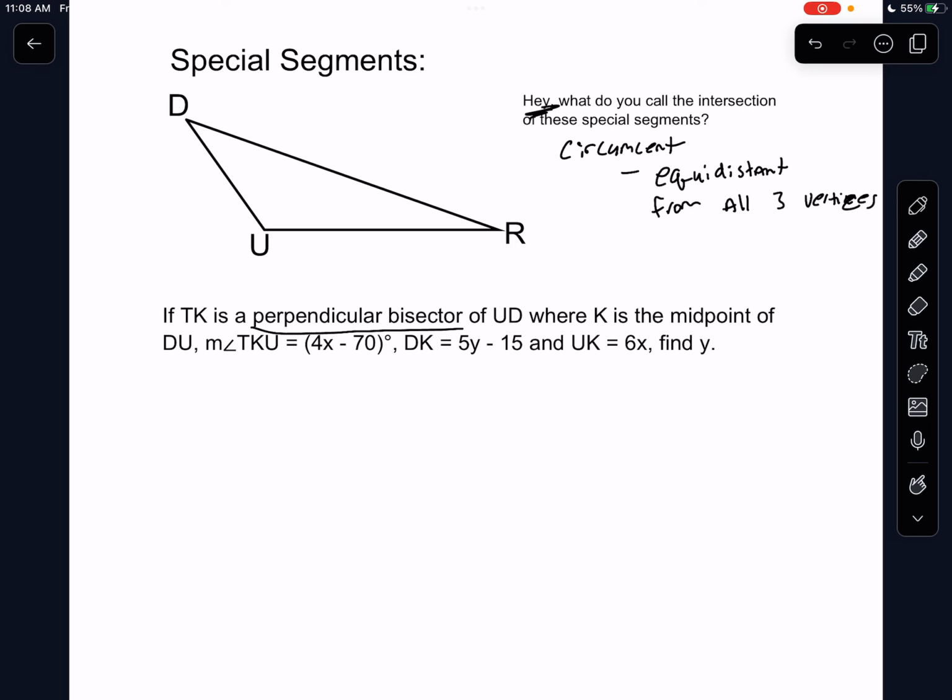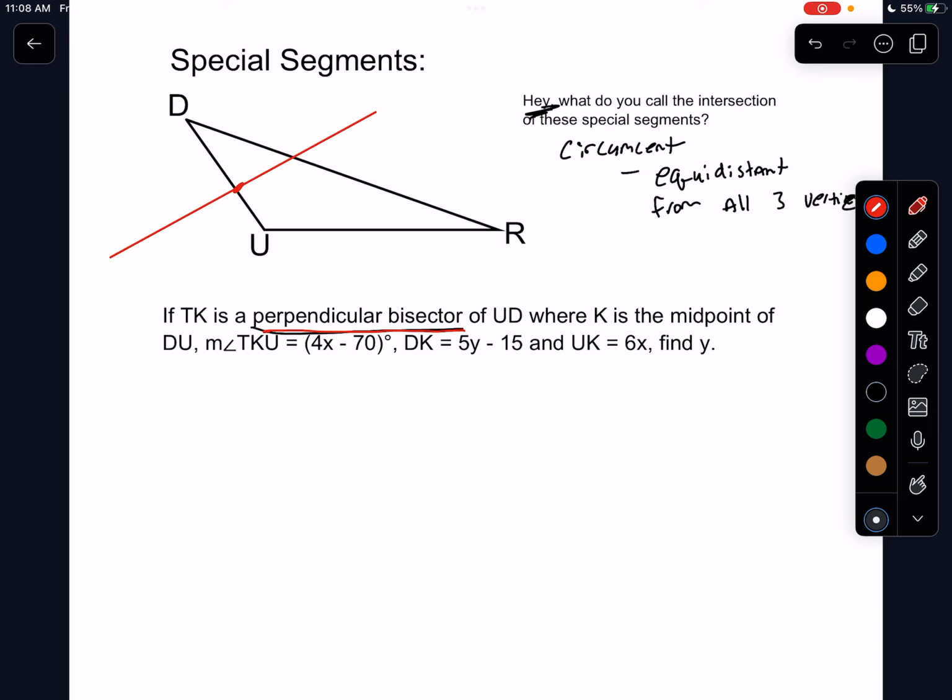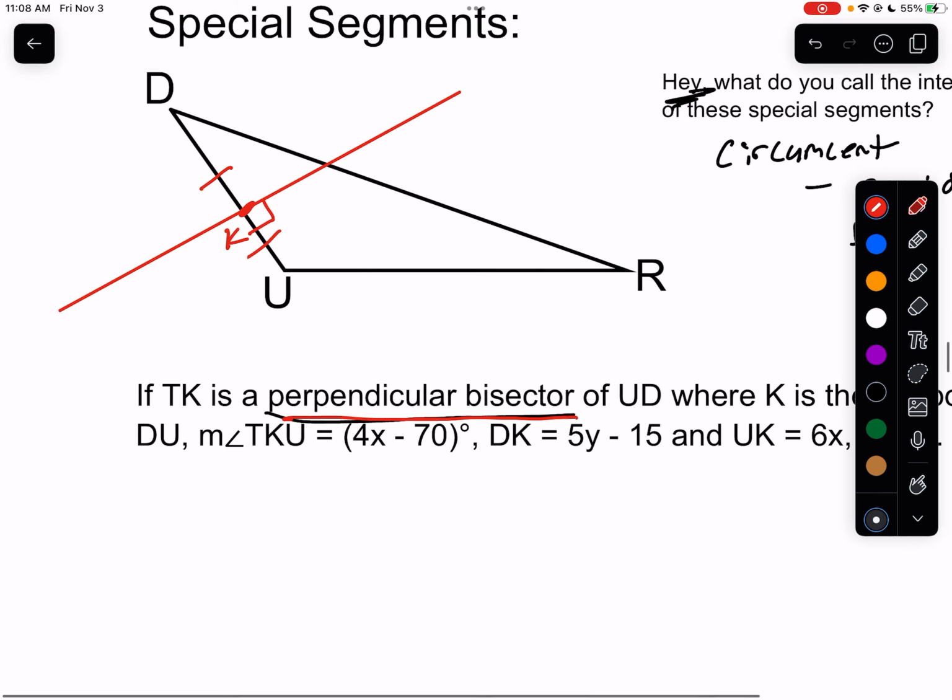All right, so TK is a perpendicular bisector for the side UD. So it's got to hit the midpoint at a right angle. You got to know these properties. It has to hit a midpoint at a right angle, where K is the midpoint of DU. Measure of TKU. Well, it actually doesn't matter where I put T. If T is over here, TKU is 90. If T is over here, TKU is 90. It doesn't matter where I put point T.